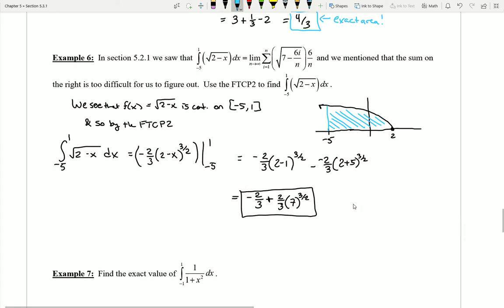This is my exact area. And again, notice how easy ultimately that is, as opposed to trying to set up this big scary limit and calculate it. This is really showing the power of just how awesome it is to have this fundamental theorem of calculus part 2.